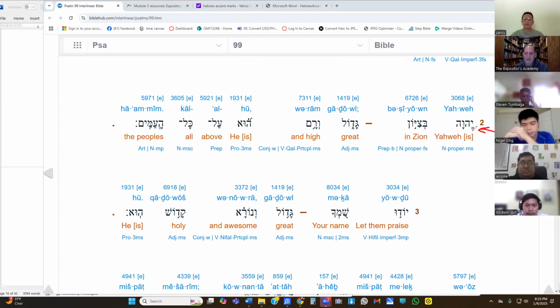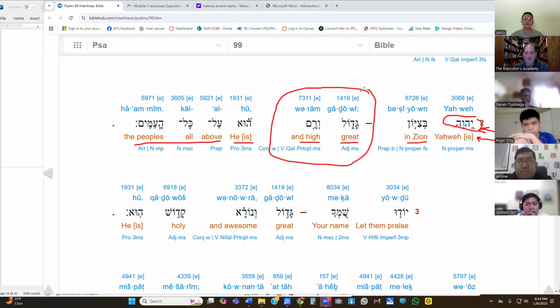Let's take a look at verse 2 here. The interlinear shows, and remember, Hebrew is read from right to left, so we start over here. The middle section is the Hebrew text, and then the most literal definition of each word is put below. Notice it says Yahweh in Zion is great, and then high he is above all the peoples. So actually, the word order is reversed. The second line starts with high.